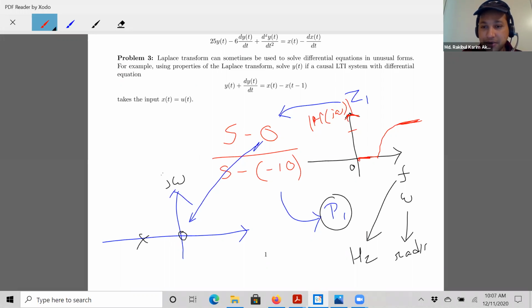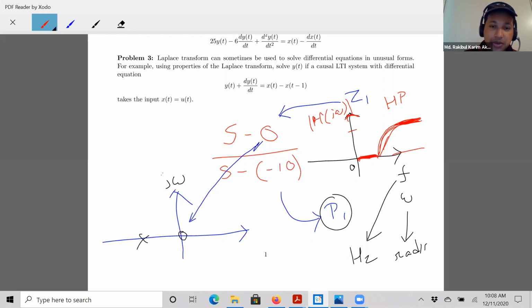Here it has some value. This transfer function in the high frequency region has some value. But in the low frequency region, it does not have any value, it's 0. It's nothing. That means it does not pass any low frequency, it only passes the high frequency. That's why we call it a high pass filter.